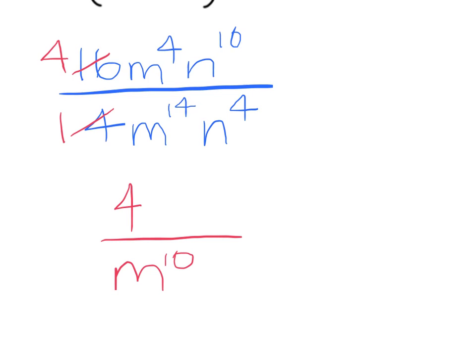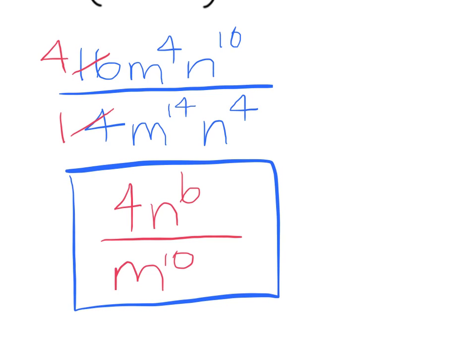And now I'm looking at my n's. I have n to the 10th divided by n to the 4th. That's going to give me n to the power of 6. And I'm going to put n to the power of 6 in the numerator because there's more in the numerator than there are in the denominator. So my final answer should look like this: 4n to the 6th divided by m to the 10th.